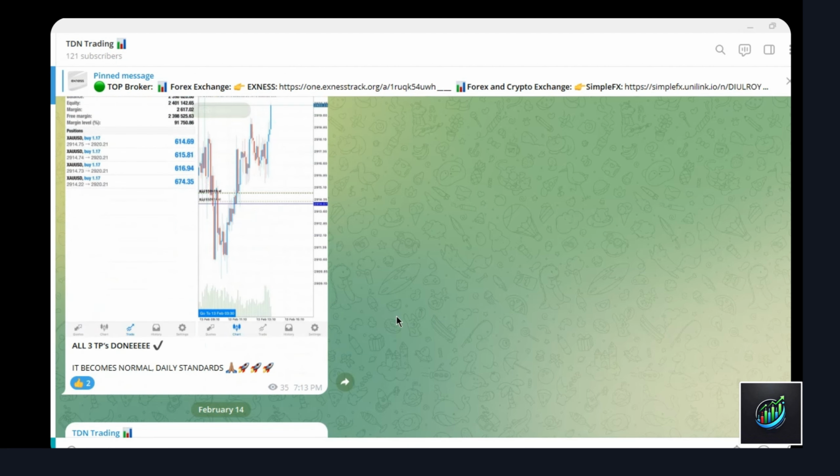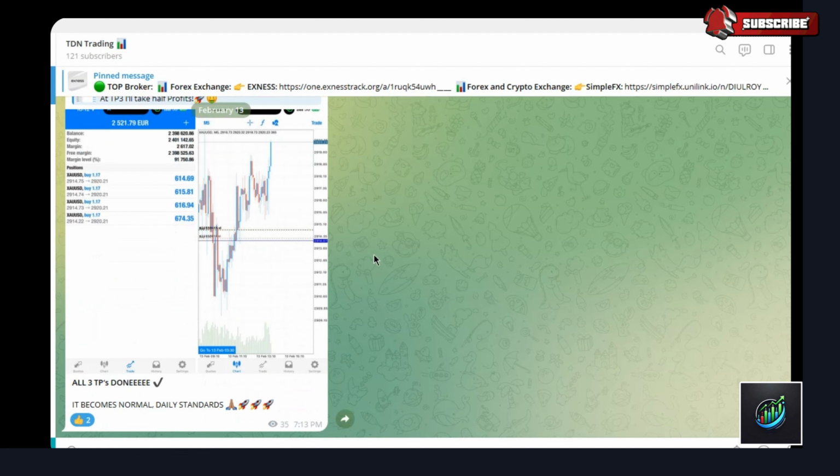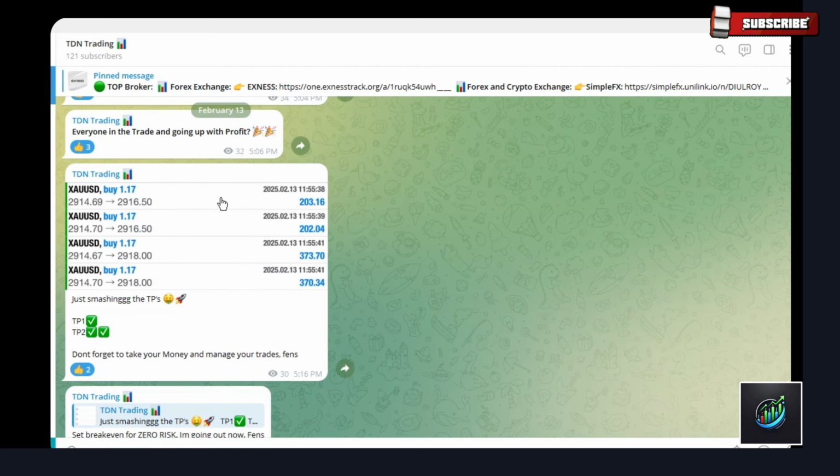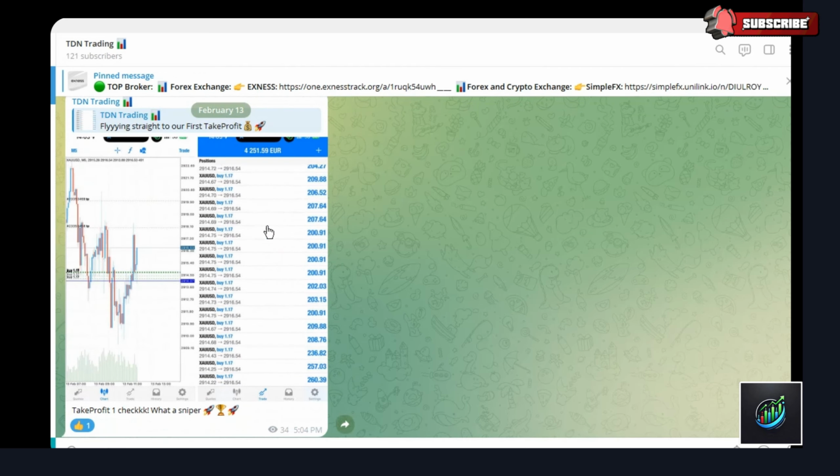For example, yesterday, I shared the gold signals to the community. You see all 3 TPs got profit yesterday, and the whole community got profit from this trade. You can see, every day, I share trading signals to the community and most of them get profit.